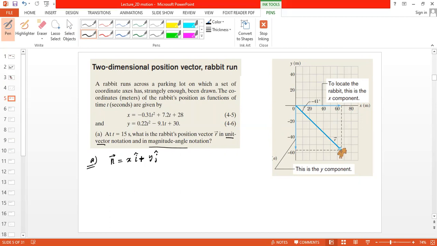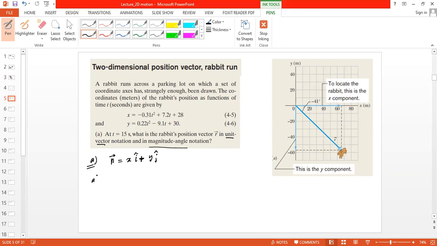Now I have to find out the position vector when time t equals 15 seconds. When time is 15 seconds, I have to figure out the value of r. So at first I have to find out the value of x when t equals 15 and the value of y when t equals 15, and substitute these values here.